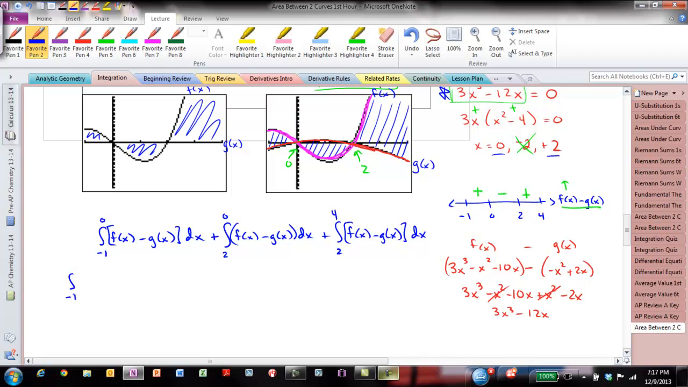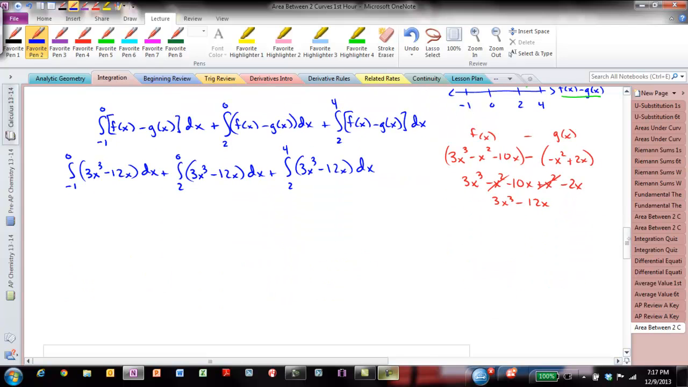So we're going from negative 1 to 0 of 3x cubed minus 12x dx, plus 0 to 2 of 3x cubed minus 12x dx, plus 2 to 4 of 3x cubed minus 12x dx.